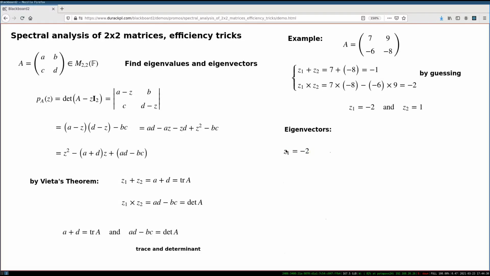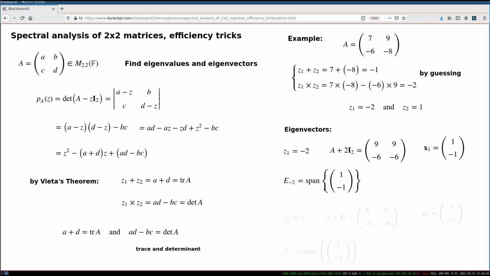For the -2, you have to compute this matrix A plus 2 identity, which is this matrix 9, 9, -6, -6, and then you have to find a vector, a non-zero vector, in the null space of this matrix. Again, it's a guesswork, and the guess is 1 and -1. That is the eigenvector associated with the value -2.